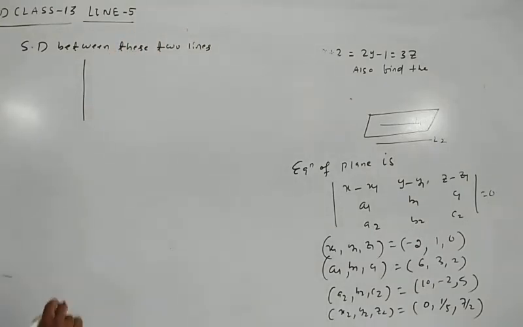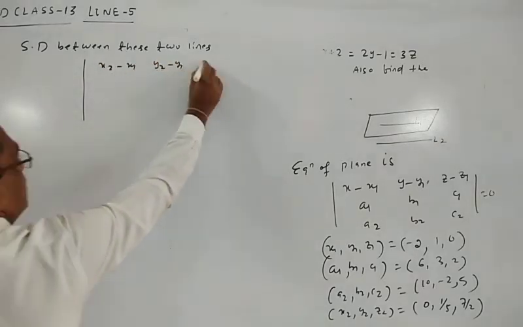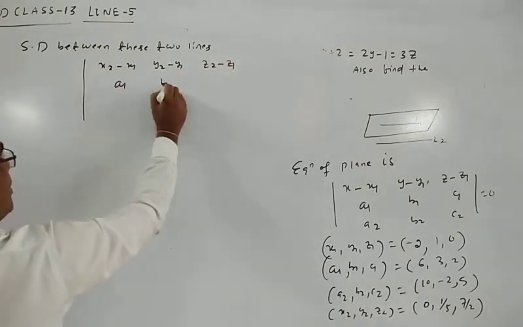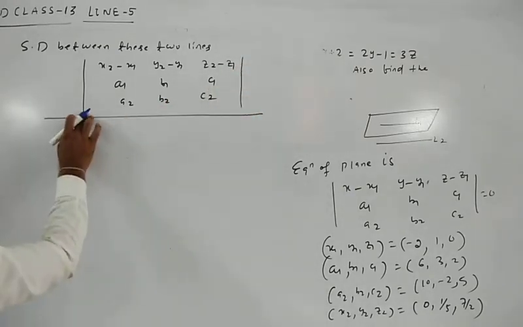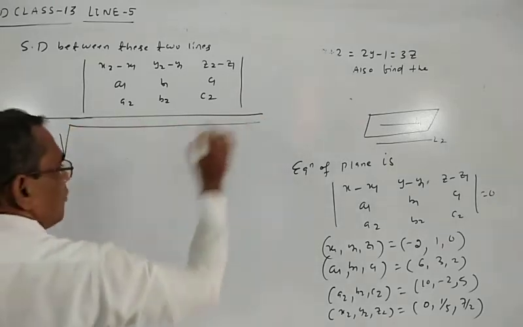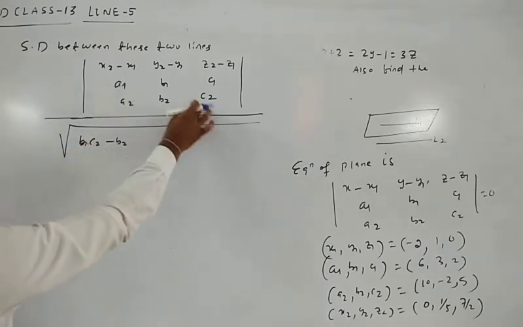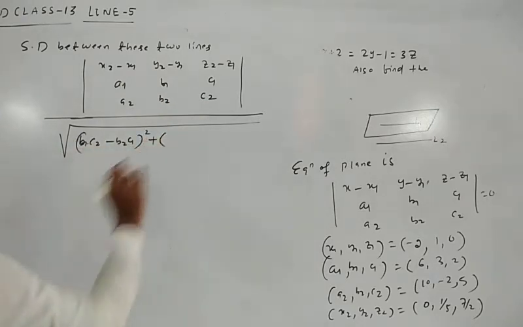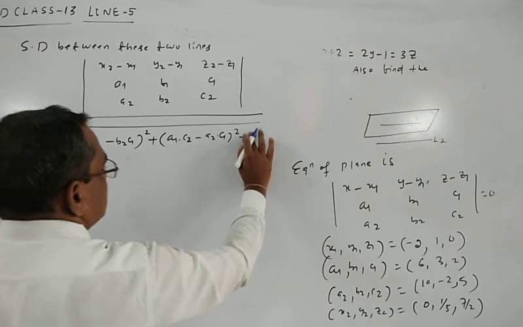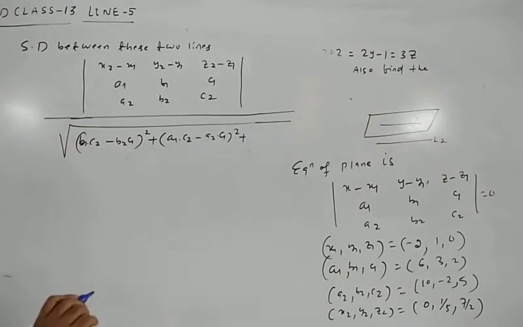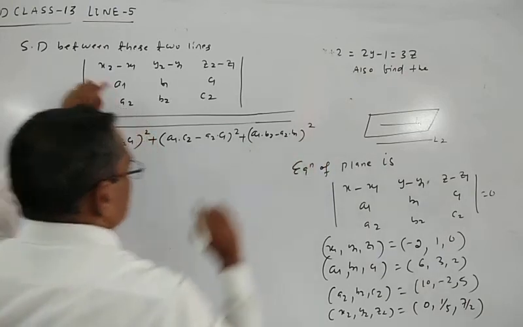is the determinant of x2 minus x1, y2 minus y1, z2 minus z1, a1 b1 c1, a2 b2 c2, whole, by root of (b1 c2 minus b2 c1) square plus (a1 c2 minus a2 c1) square plus (a1 b2 minus a2 b1) square. Substitute this value.